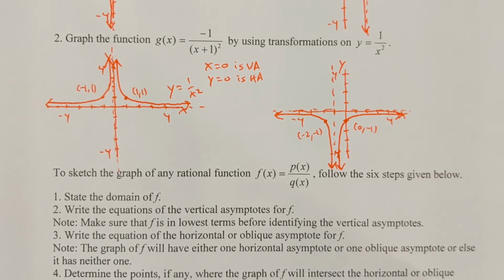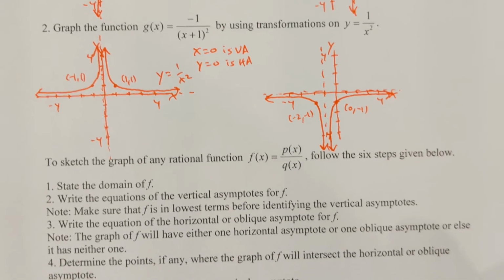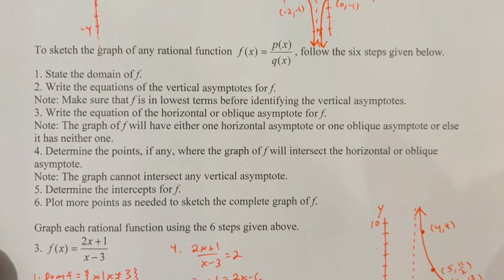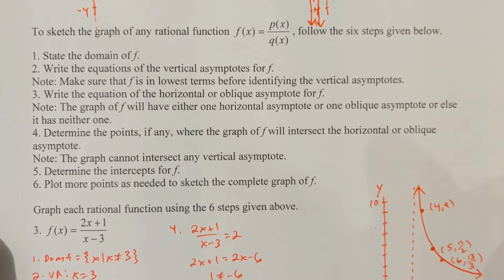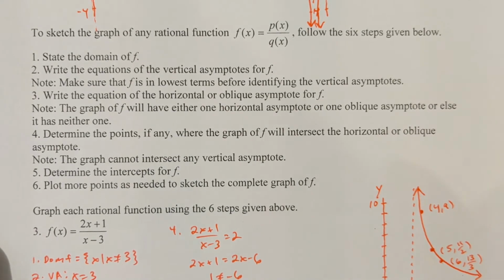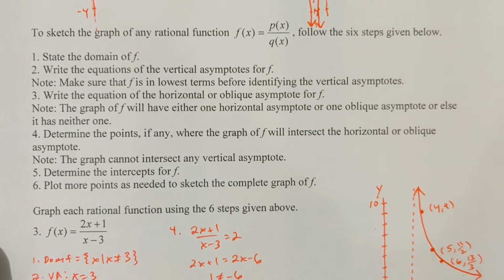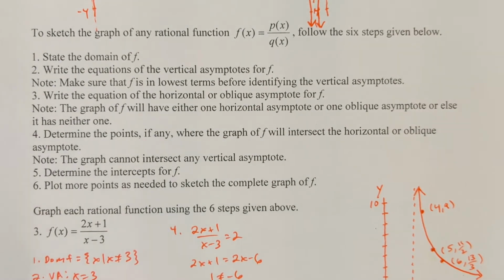I feel like transformations are something that we've already been there and done that before. That's not really a new thing. It would hardly ever be the case that you would be all set up in just a convenient form to use transformations on a rational function. So I feel like the next thing is going to be the more important option for graphing a rational function, and that's just using a list of steps here.